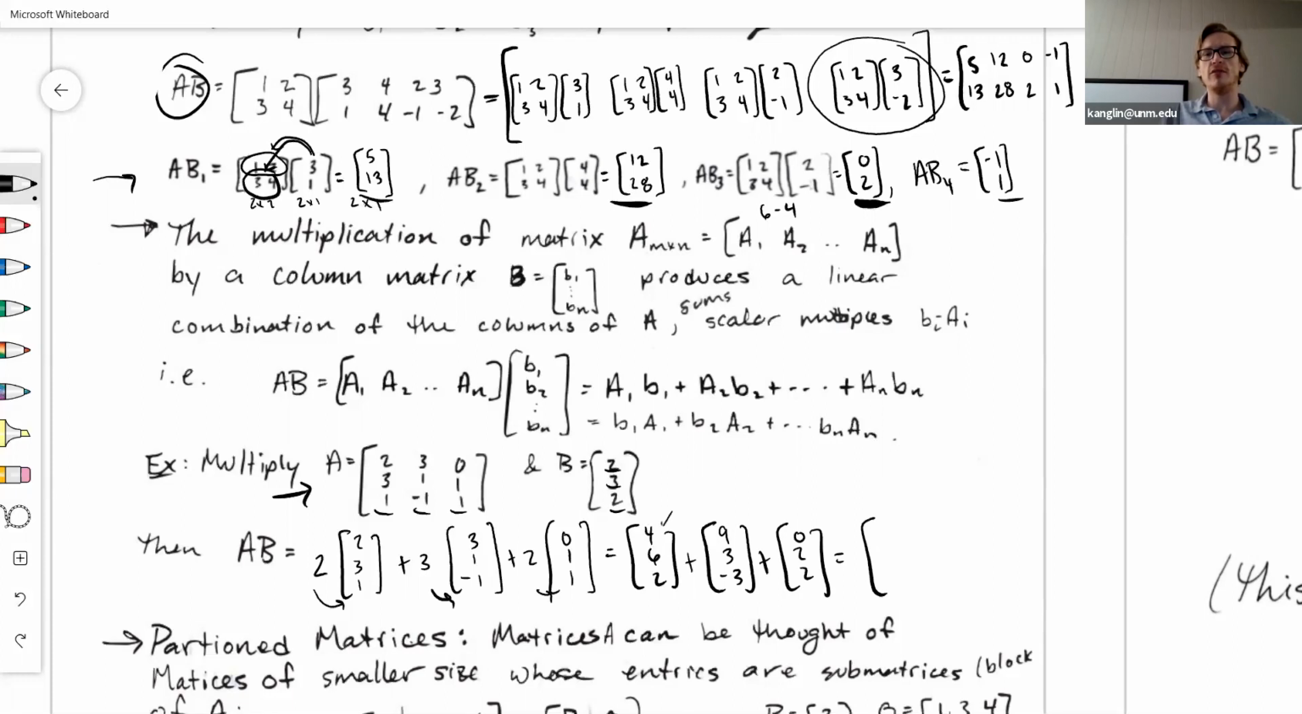Adding across the first entries, 4 plus 9 plus 0 is 13. Next entries give me 9 plus 2 is 11, and finally 1. So AB equals 13, 11, 1. And we're done. So if you haven't seen it before, we can always view matrix multiplication by a column matrix to the right in a very simple way like this.